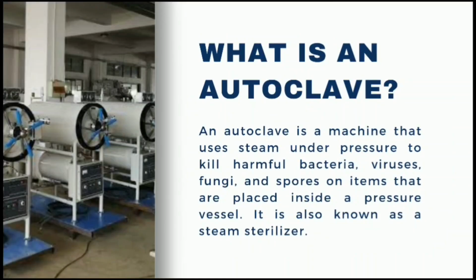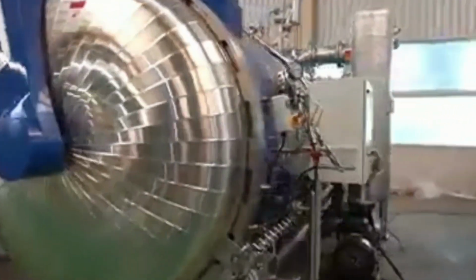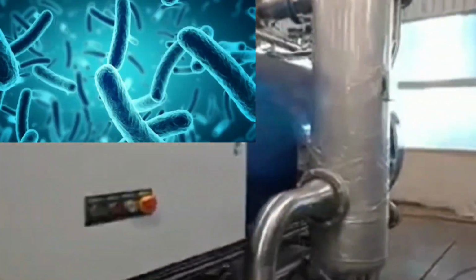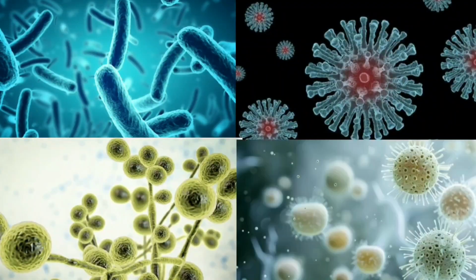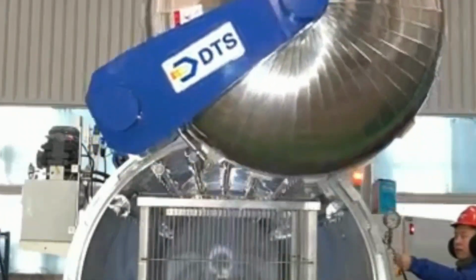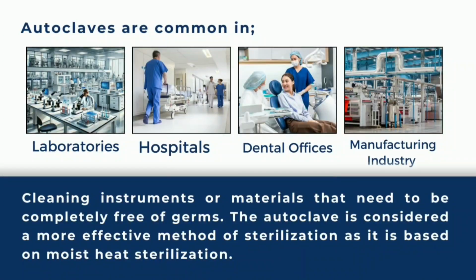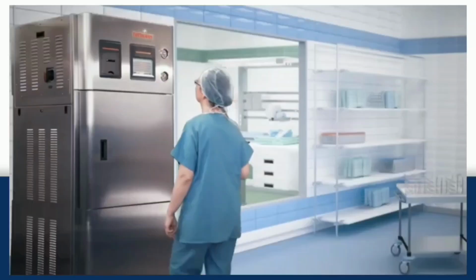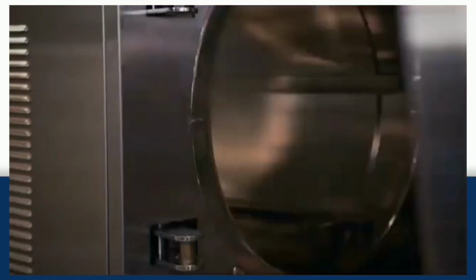Do you know what an autoclave is? It is a machine that uses steam under pressure to kill harmful bacteria, viruses, fungi, and spores on items that are placed inside a pressure vessel. It is also known as a steam sterilizer. Autoclaves are commonly found in hospitals, laboratories, dental offices, and manufacturing industries.